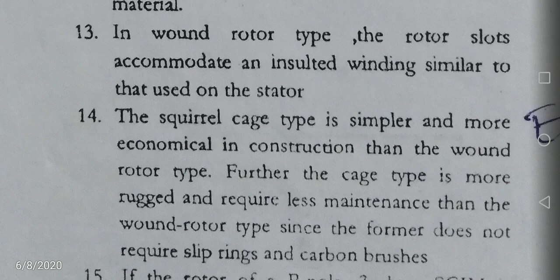Further, the cage type is more rugged and requires less maintenance than the wound rotor type, since the former does not require slip rings and carbon brushes.